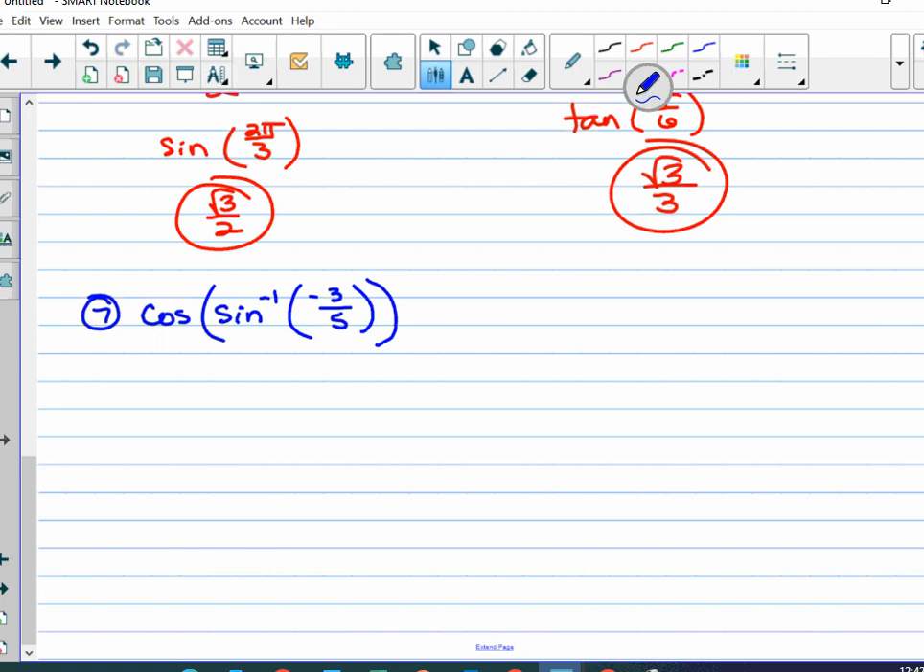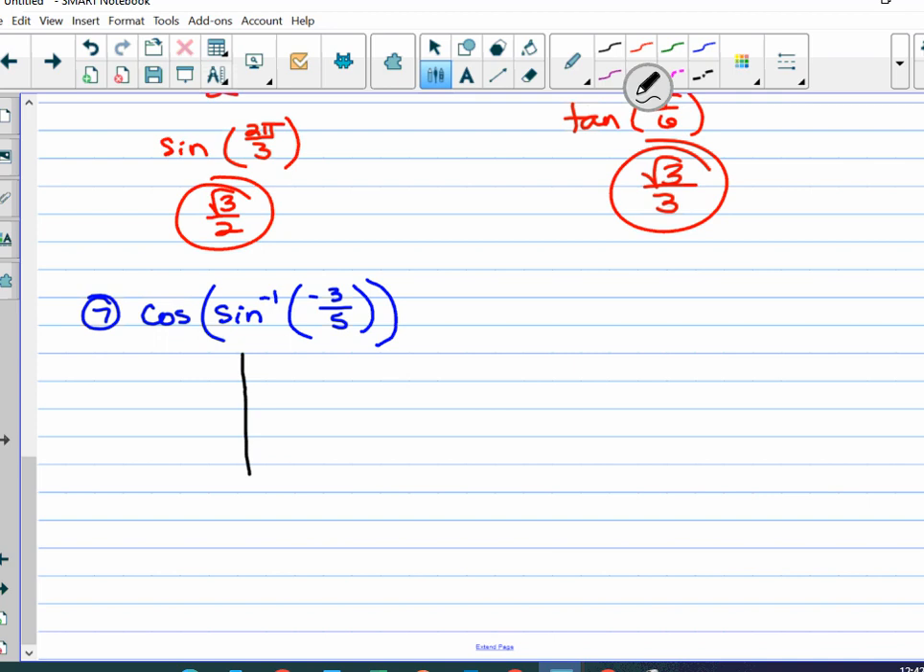You're like, okay, step one done. In that triangle, can you find the cosine? Is that an answer? Depends on where you drew your triangle. How do you know? All right, let's go.